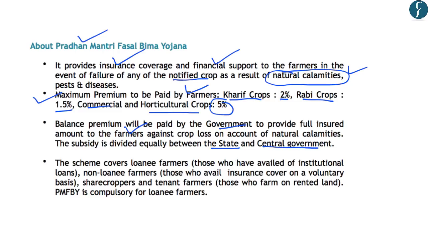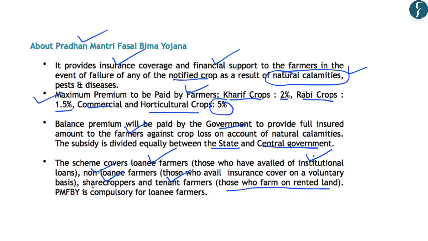Now, this scheme covers three types of farmers. The first are the loanee farmers. These are those farmers who have availed institutional loans. For example, those farmers who have availed loans from banks or cooperative societies. The second category includes the non-loanee farmers. These farmers include those farmers who have not taken any institutional loans, however, they voluntarily want to avail the insurance cover under this scheme. The third type of farmers include the sharecroppers or the tenant farmers. And these are those farmers who have rented the farmland from other landholders.